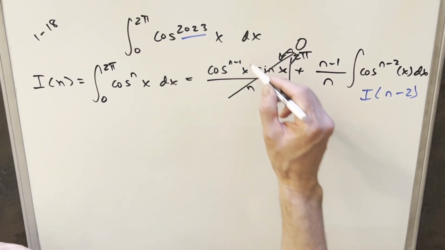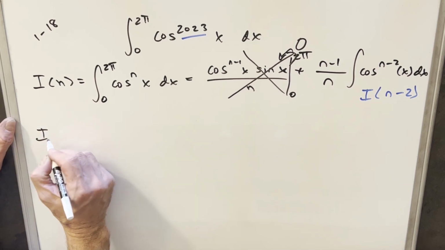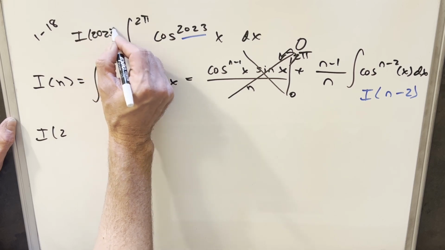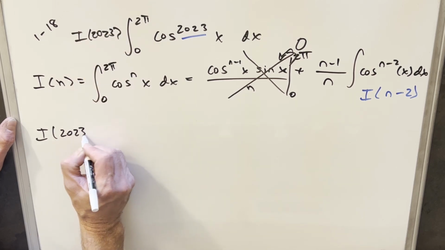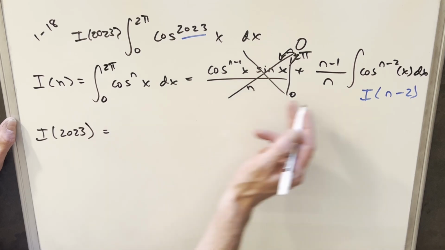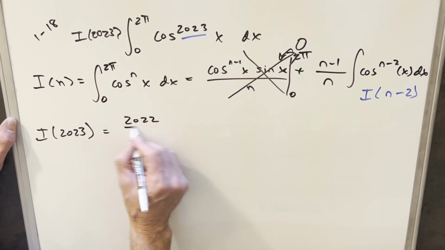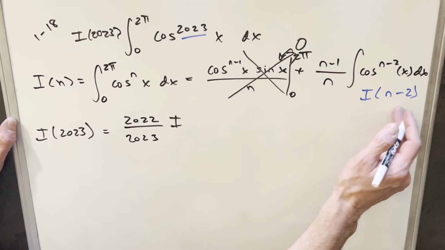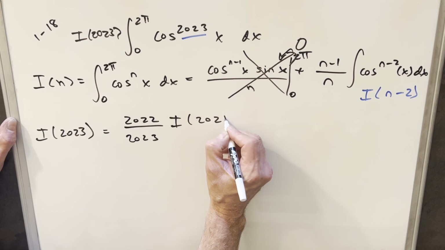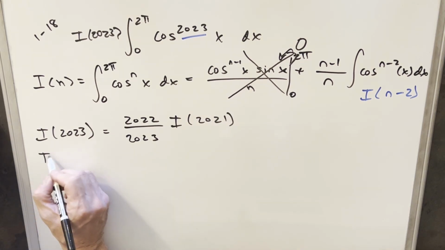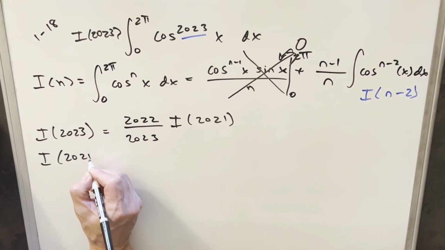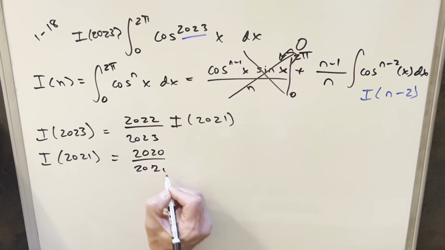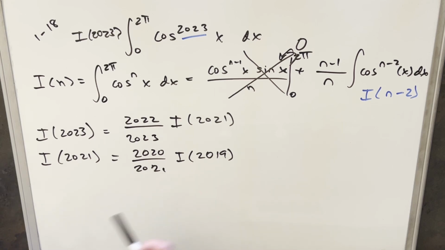And so really in our case, this part of the formula goes away completely, and we can just start calculating values. Like our integral, this is actually I of 2023, right? So for I of 2023, we have this formula. n minus 1 is going to be 2022 over 2023. And then it's going to give me n minus 2, so this is going to give me I of 2021. And of course, we can do the same thing for this. I of 2021 is going to become 2020 over 2021 times I of 2019. And you can see this is just going to go on and on like this forever.